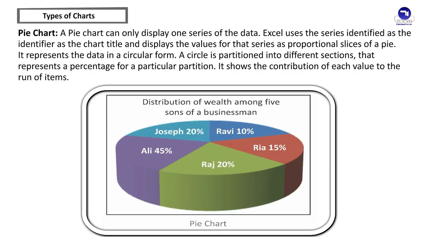Pie chart. A pie chart can only display one series of data. Excel uses the series identifier as the chart title and displays the values for that series as proportional slices of a pie. It represents the data in a circular form. A circle is partitioned into different sections that represent a percentage for a particular partition. It shows the contribution of each value to the sum of items.